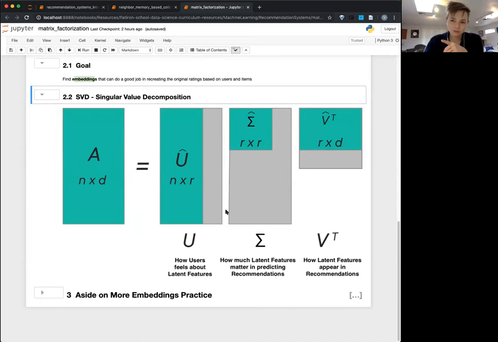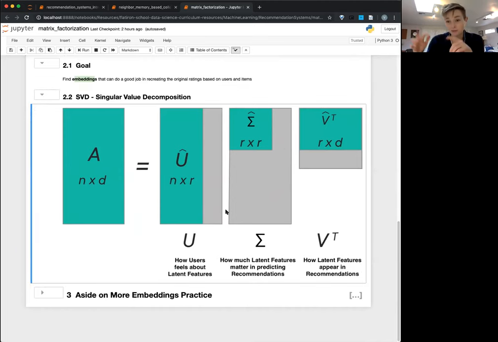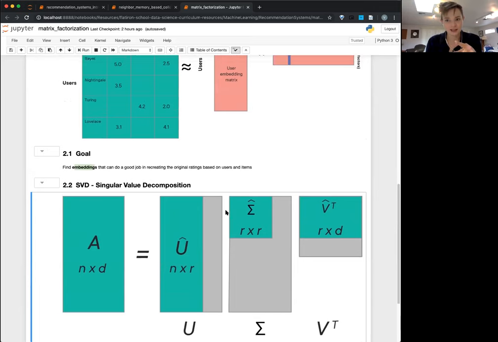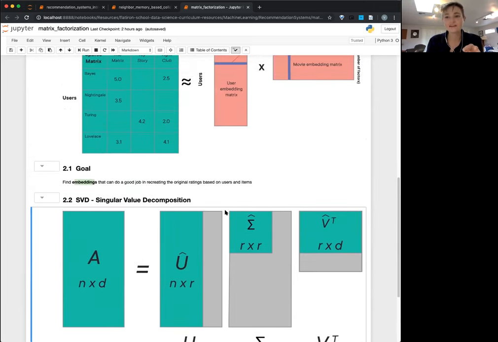Okay. So when you multiply those smaller matrices all together, what you're going to get is a matrix where, hopefully, where you had a value before, you've ended up back at that value. Like if Bayes rated Toy Story 5, you've ended up close to 5 again. But then the cells that were empty get filled. That's the point, right? That you end up with the information you had before plus this new information filled in.